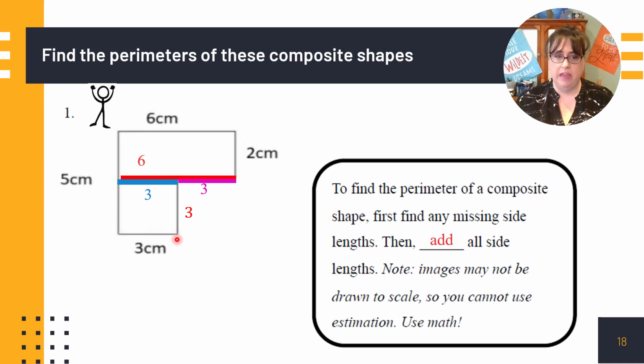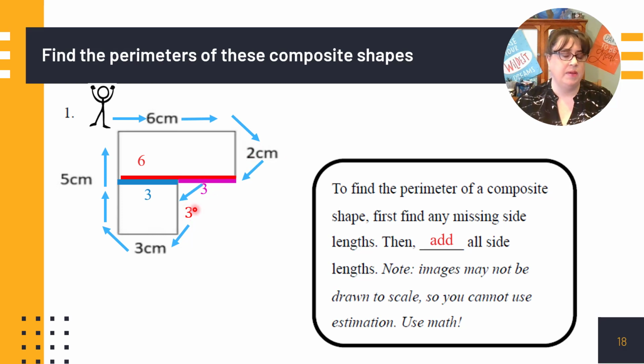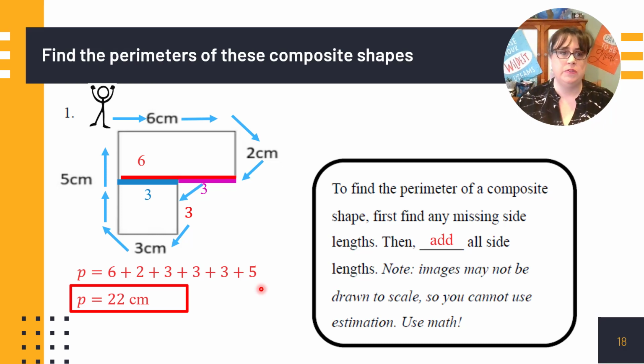If I start up here in the corner and go around like this, I can now find my perimeter. Starting right here, I'm going to add 6 and 2, and then 3 and 3 and 3 and 5. So let's write that all down as an equation. The perimeter P is equal to 6 plus 2 plus 3 plus 3 plus 3 plus 5. And when I add those all up, I get 22 centimeters. Don't forget your units, and go ahead and continue to use that idea of an equation. So P equals 22 centimeters.